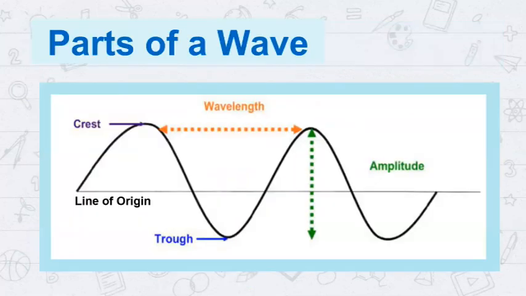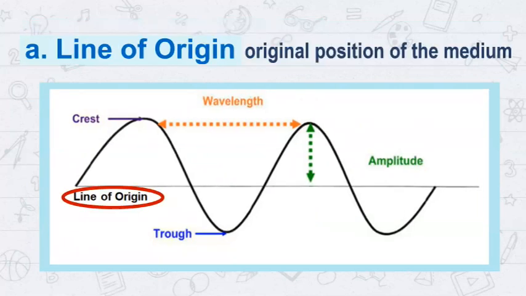Let us now proceed with the parts of a wave. In a periodic wave, one pulse follows another in regular succession. A certain waveform is repeated at regular intervals. The line of origin is the original position of the medium. It is represented by the imaginary line at the middle.